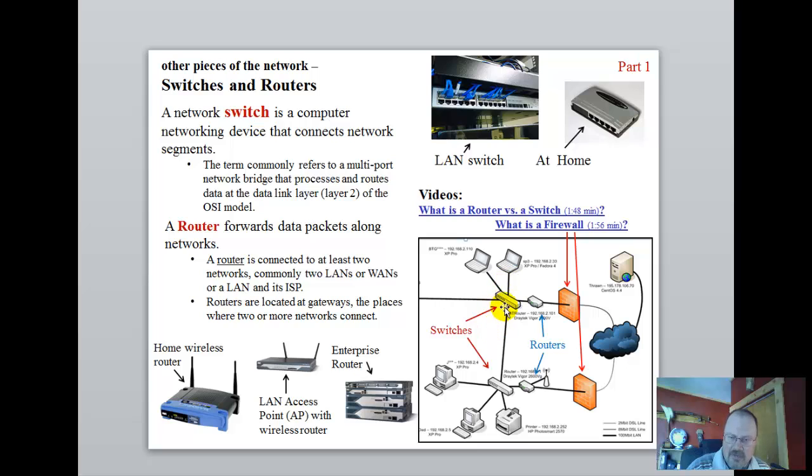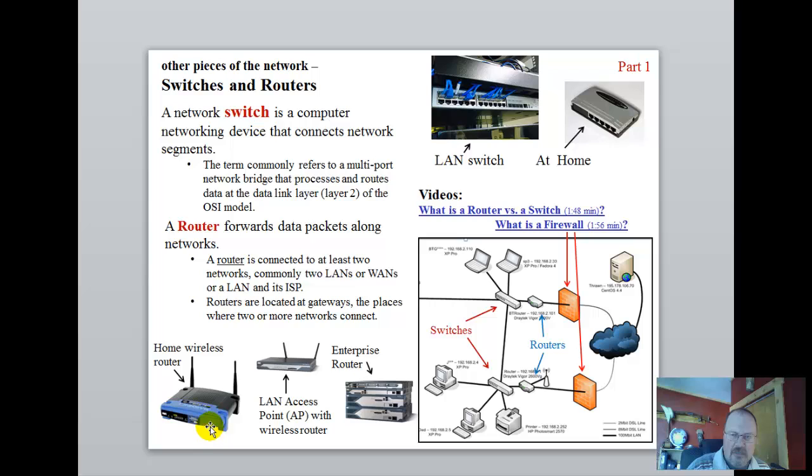So here we have this situation where we have a LAN and then the ISP in the cloud out here. So routers are located at gateways. So that point might be considered a gateway. Actually, I should rephrase that, restate that the point on the other side is actually the gateway, the point nearest the internet. Okay, routers are located at gateways, the places where two or more networks connect.